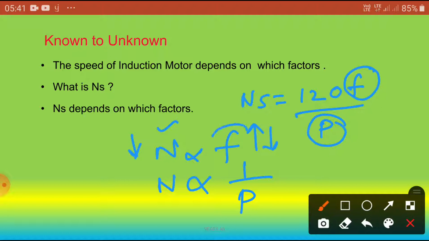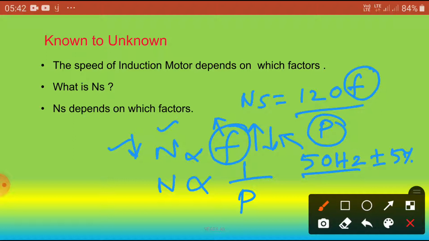But our Indian frequency is almost 50 Hz, plus or minus 5%, so we are unable to control the speed with the help of the government supply. So we require a separate supply where it is possible to change the frequency, and in that case this method is possible.